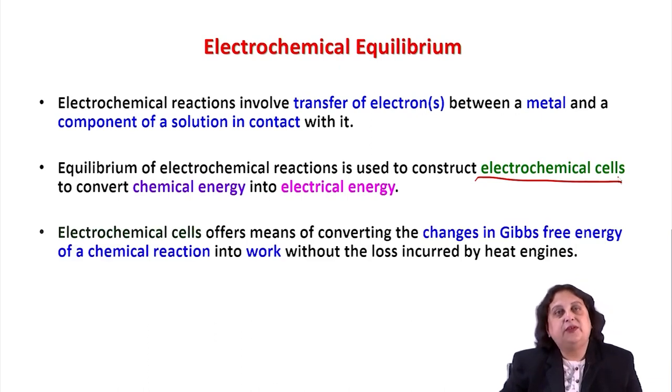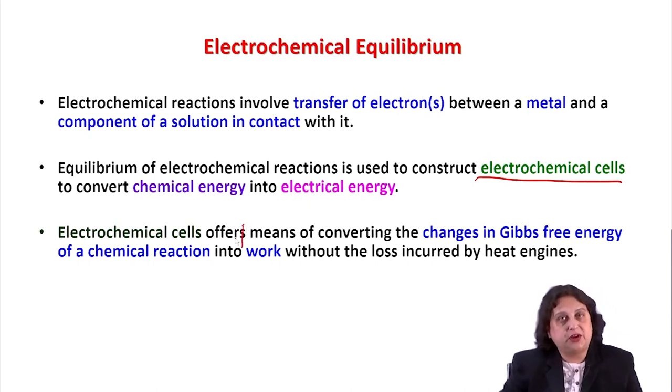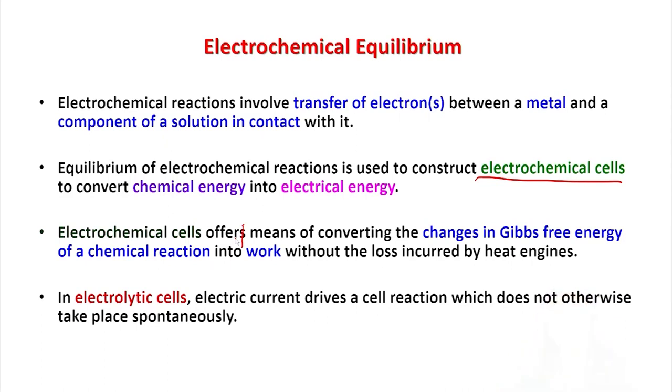The next point that I would like to highlight is that electrochemical cells offer means of converting the changes in Gibbs free energy of a chemical reaction into work without any loss that is usually incurred by heat engines, as we have seen in our discussion of the second law of thermodynamics. And finally, we would talk about electrolytic cells where the electric current is used to drive a cell reaction which does not otherwise take place spontaneously.